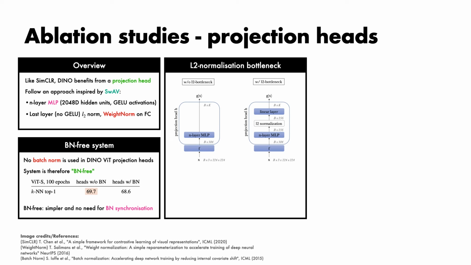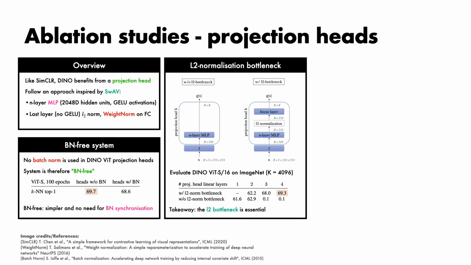These two designs are compared for DINO ViT-S/16 on ImageNet with an output dimensionality of 4096, with different numbers of linear layers in the projection head. It is found that with L2 normalization, the projection head benefits from using 4 linear layers. By contrast, without L2 normalization, the model doesn't train with more than 2 linear layers without collapsing, and with just 2 linear layers, the performance is much weaker. Our takeaway here is that the L2 normalization bottleneck in the projection head is essential.